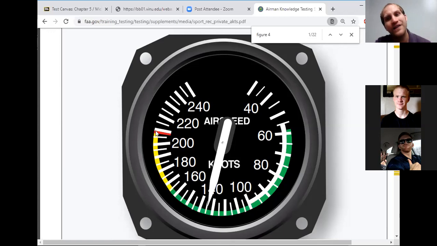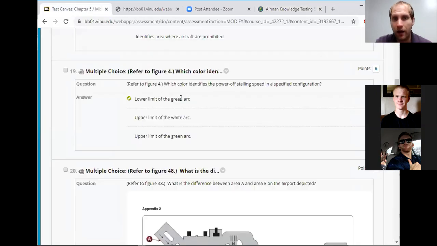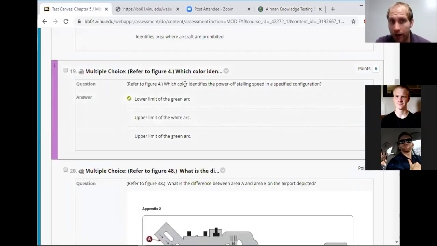Dang it, I said it wrong. VNE, never exceed speed. So this question in particular is asking about the green arc. The lower limit of the green arc is the stall speed in a clean configuration. So when we check our question and answer, what color identifies the power off stalling speed in a specified configuration, lower limit of the green arc?